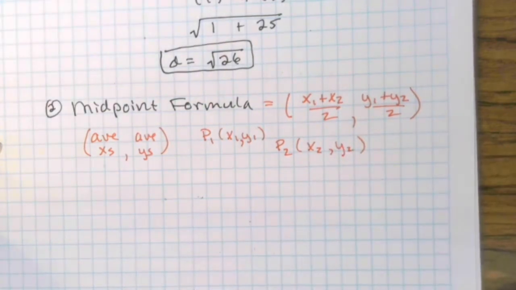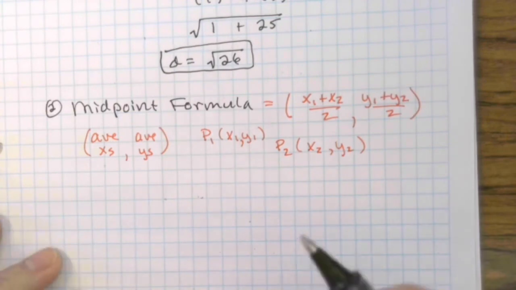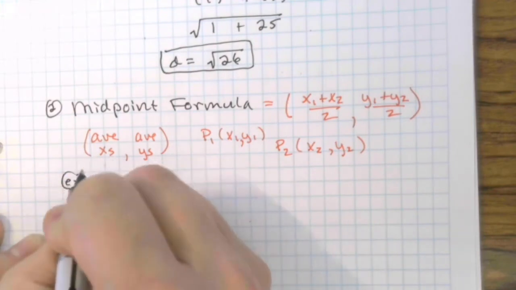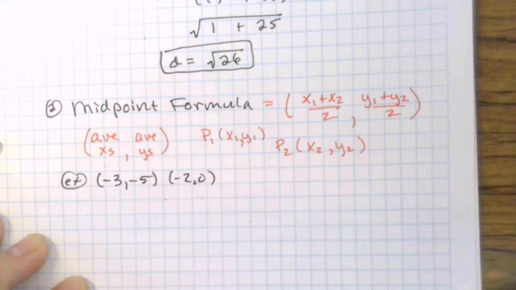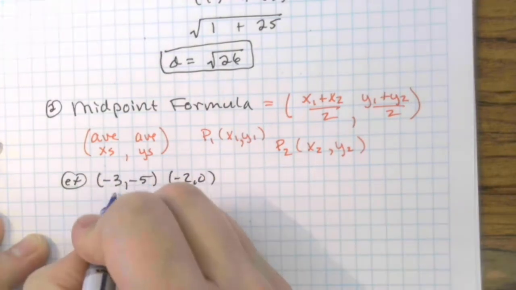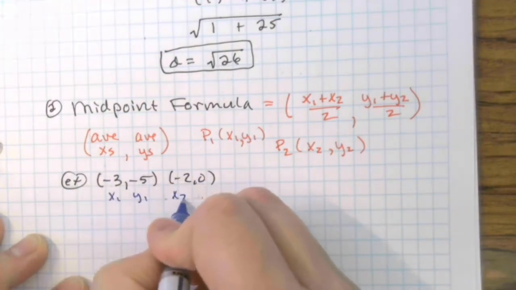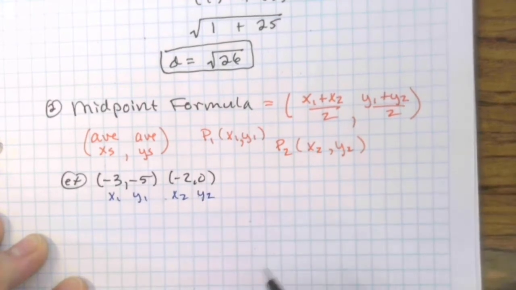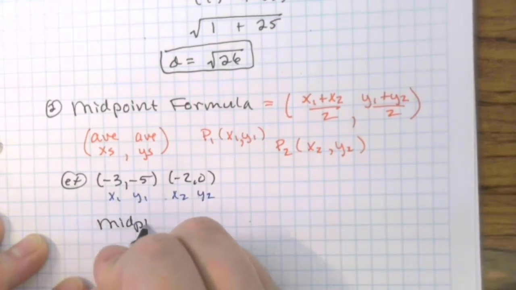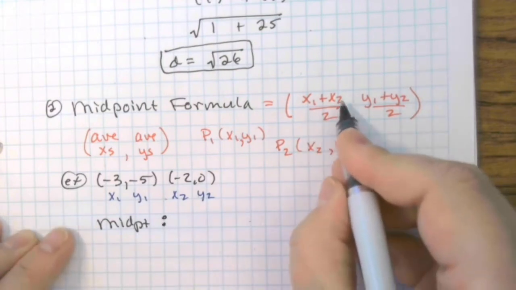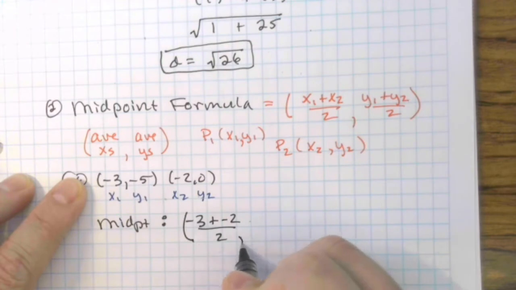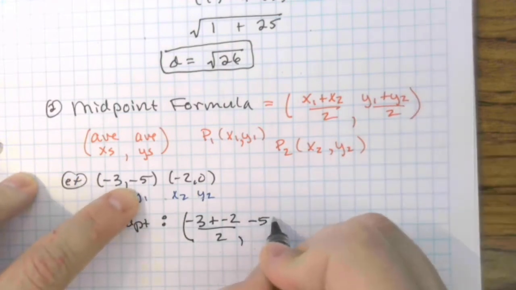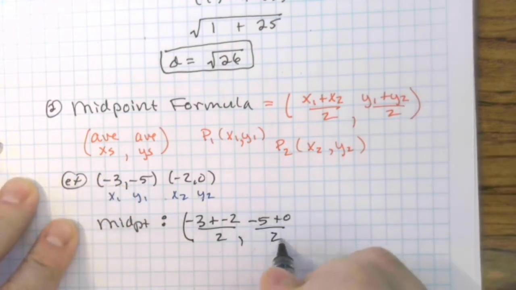Now, I'm not going to go over this one because it's a pretty easy formula. I guess I could go over a quick example. Let's just use the same 2 points. Negative 3, negative 5, negative 2 comma 0. We're going to designate our points, x1, y1, x2, y2. Put them into the formula. So x1 plus x2, so negative 3 plus a negative 2 divided by 2. Now the y's, negative 5 plus 0 divided by 2.